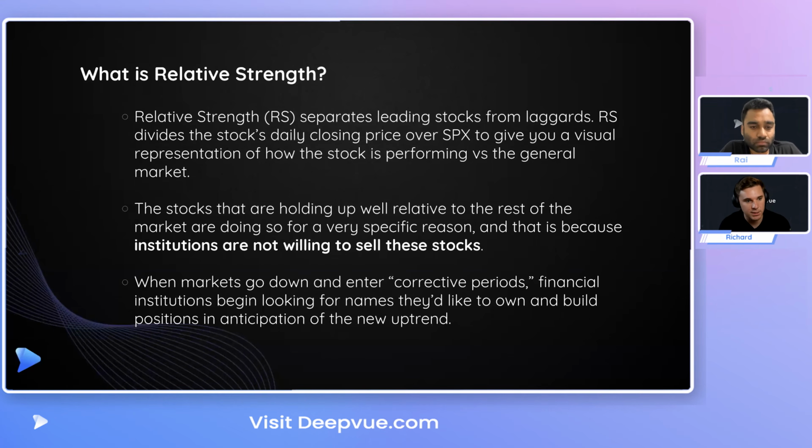And you can see here, this is what I've already said, stocks that are holding up the best relative to the rest of the market are the ones that institutions are not willing to sell, or they're even using this pullback to accumulate stocks. So when markets go down and enter corrective periods, these institutions will be looking for the names they'd like to own and build positions in anticipation of the new uptrend. And that accumulation shows up on the charts, whether it's price signals or volume signatures. We'll cover a bunch of them today.